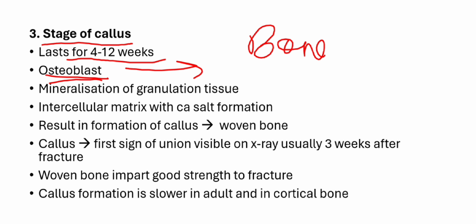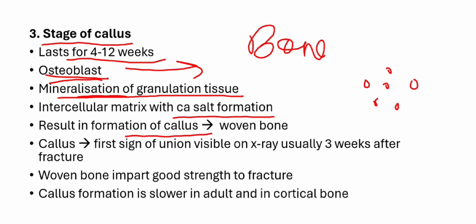So after the sensitization of the precursor cell, there will be mineralization. Minerals will come and get deposited, that is the mineralization of the granulation tissue. Intercellular matrix with calcium salt formation results in the formation of the callus, which is the woven bone. So callus is also known as woven bone.